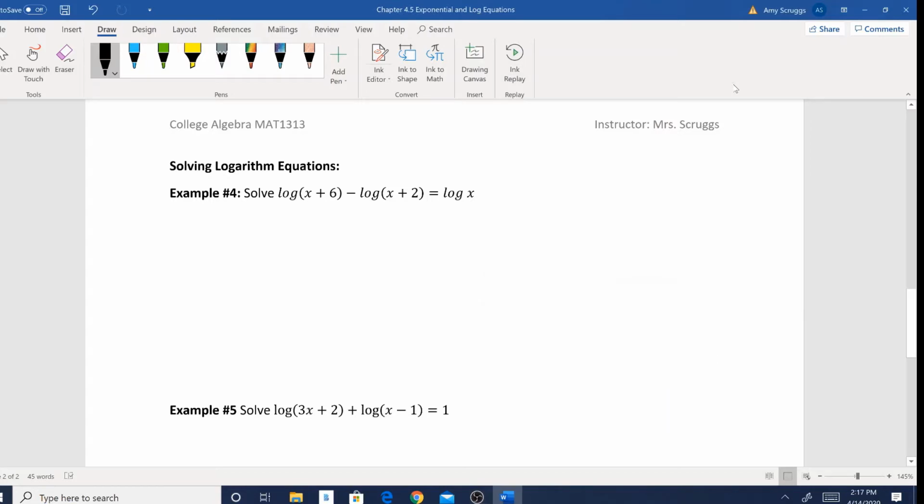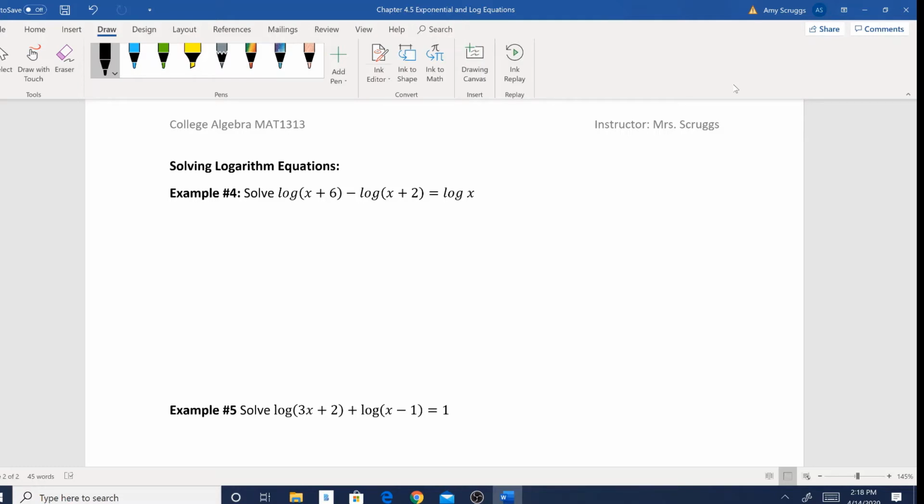Okay, part 2 of chapter 4, section 5 is just the back of the sheet here. On the first page, we did all the exponential equations, and now we're going to switch gears and talk about solving logarithm equations. To me, I'm going to be honest, I think these are easier, but that's just me personally. It's less steps and it's less to remember. You're basically going to do the same steps every single time.